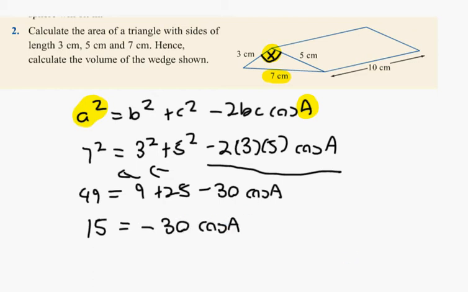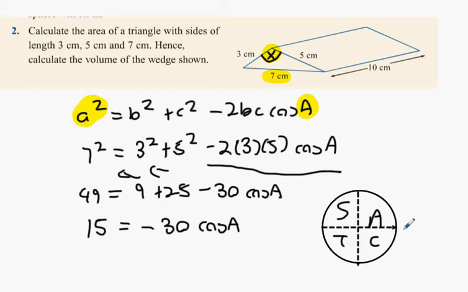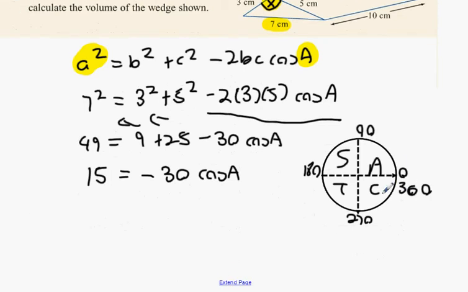Now, there was something that we used, ASTC. 0, 90, 180, 270 and 360. Each quadrant has its own set of rules. As an example, in quadrant A, every function is positive. However, in quadrant S, only sine is positive. So sine 120 would be positive, but cos 120 would be negative.